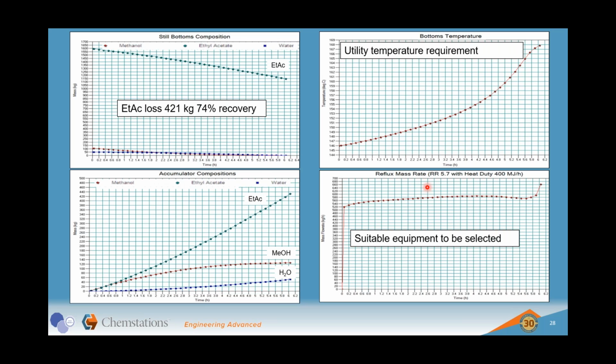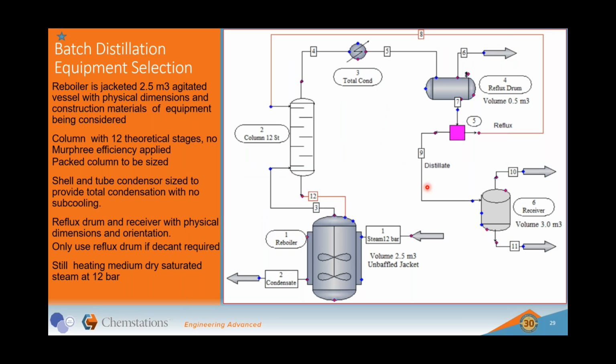What we now have to do is select the appropriate equipment. And what we have here now is the batch reactor module, dynamic module. We've got the distillation column, and we have the reflux drum and receiver. And we're going to run the column with 12 theoretical stages, shell and tube condenser sized to provide total condensation, and reheating medium is 12 bar. So this is just a straight run to see what equipment we're going to use to do the batch distillation we ran in the previous module.